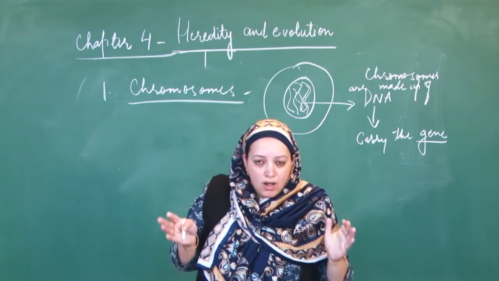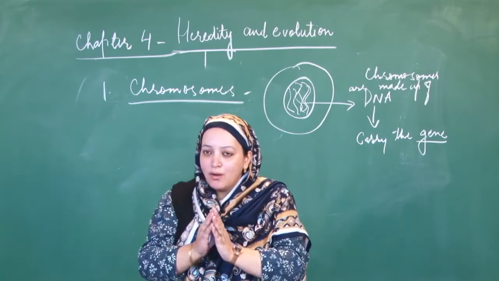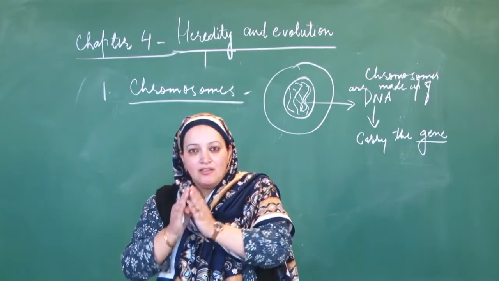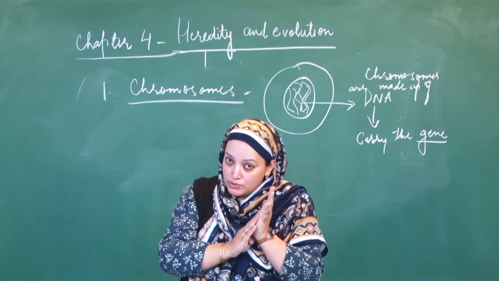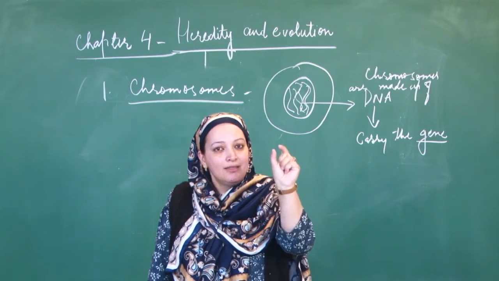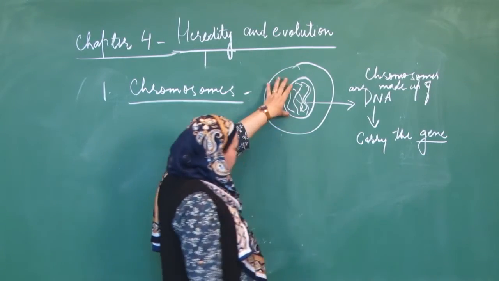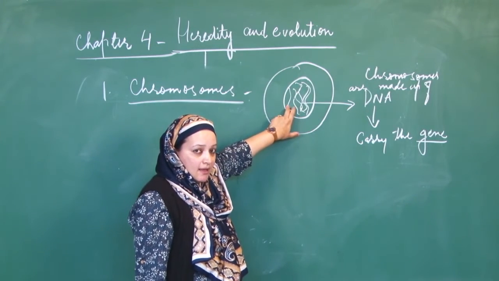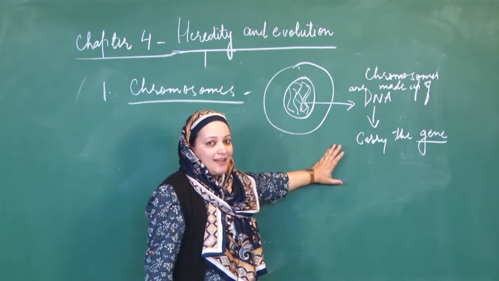Why do we call them pairs? Because all the cells, except for the sex cells, show their function only in pairs. The sex cells are haploid in nature, but the other cells have chromosomes which are called autosomes. They are diploid in nature. Diploid means they are two in number. They always work in pairs. So chromosomes are thread-like structures present in the nucleus of the cell, made up of DNA, and this DNA carries the gene.